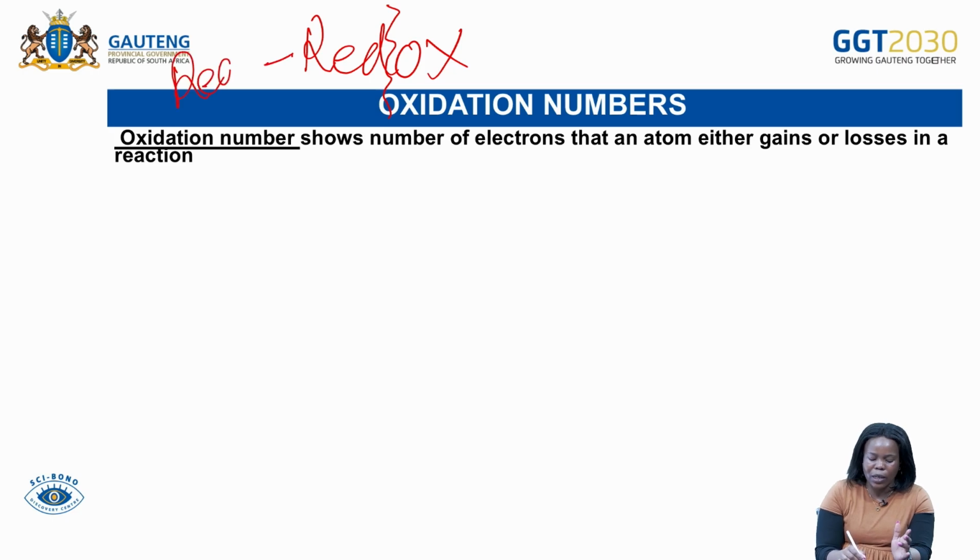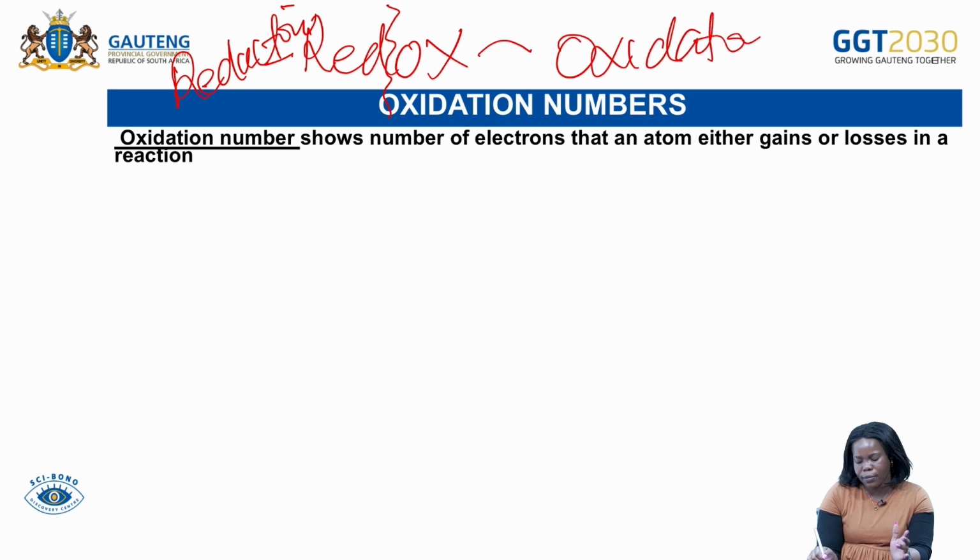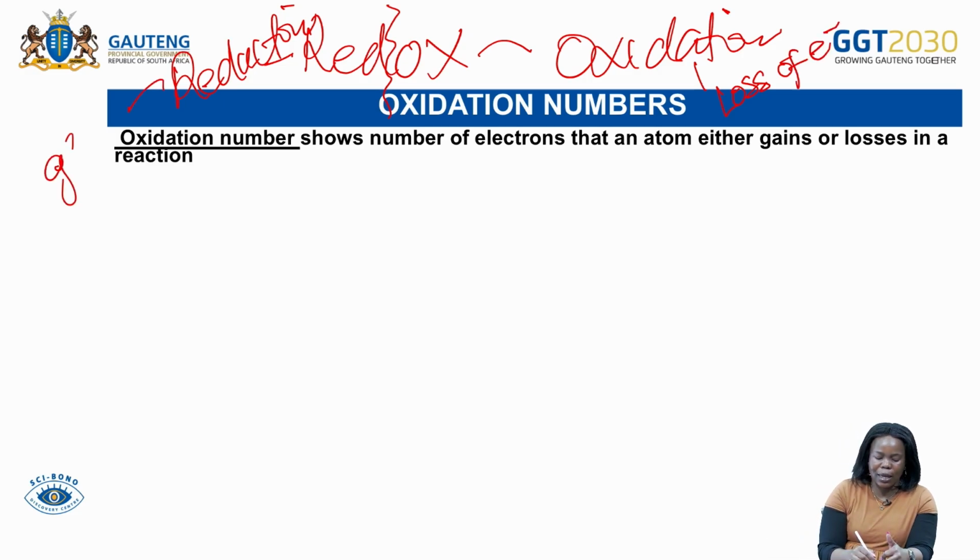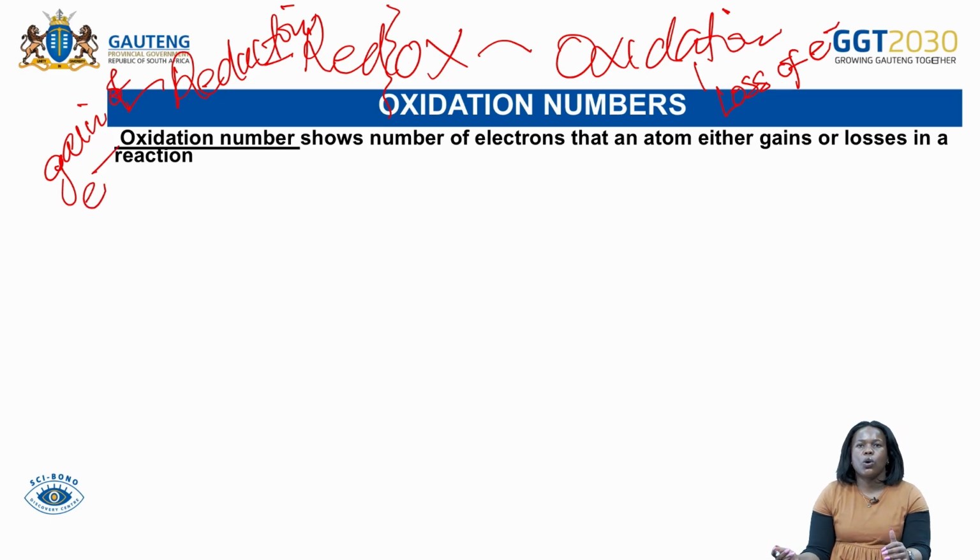This is for reduction, and this is for oxidation. We'll get into details as to what oxidation is and what reduction is. Oxidation is the loss of electrons, and reduction, on the other side, is the gain of electrons. As they're being lost, they're being gained somewhere else. The oxidation number then shows us the atoms that are either being gained or being lost in this reaction.